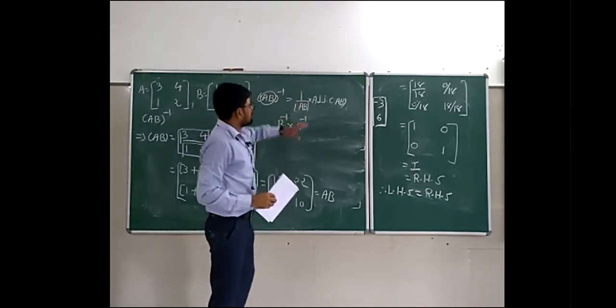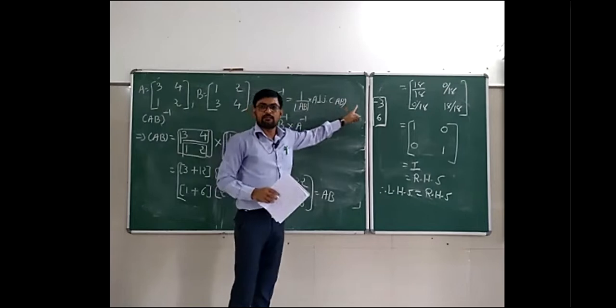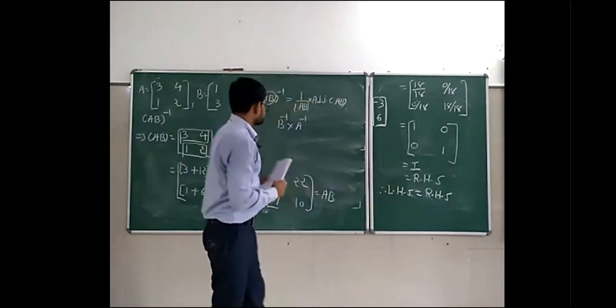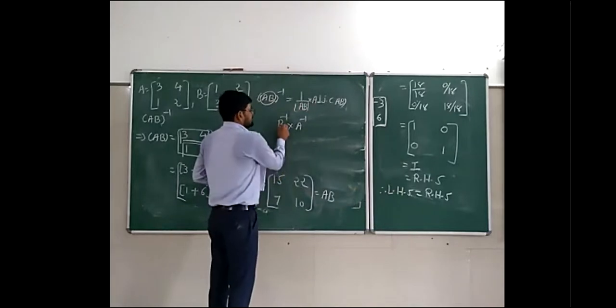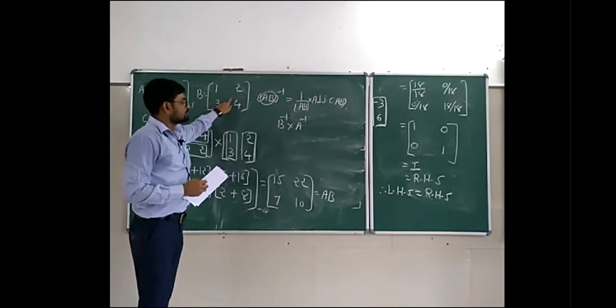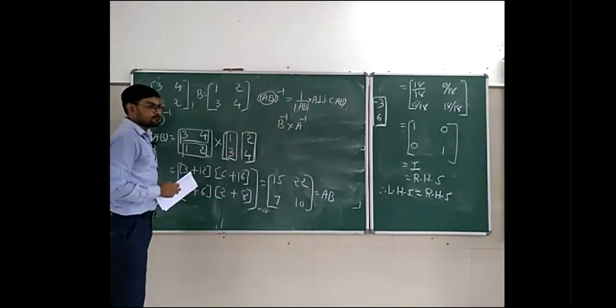Now here, just find the determinant of AB and the adjoint of AB. Don't multiply them, because we have to prove. Okay. Now, first find B inverse. B inverse means find the inverse of this matrix. Then A inverse. Then find first the inverse of this matrix.